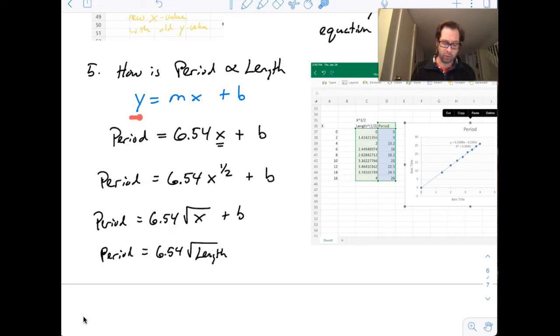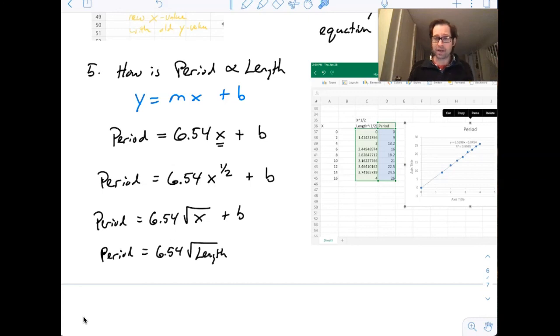I know the y is really the period. The slope I got from the equation off the graph. X is really x to the half power, or the square root of x. So I have to put that into my final equation. And then I can write it as this: period is equal to the slope, 6.54, times the square root of length. I do that because the length is what we're measuring with x.